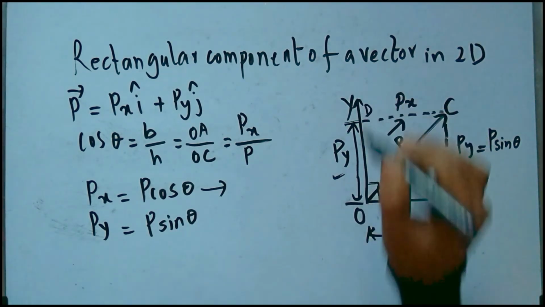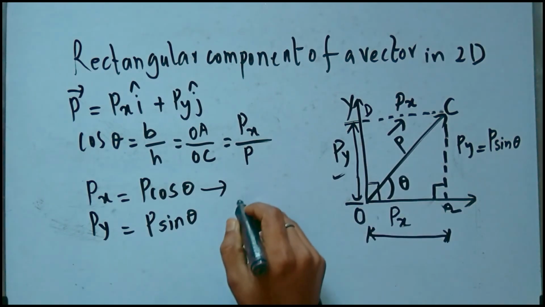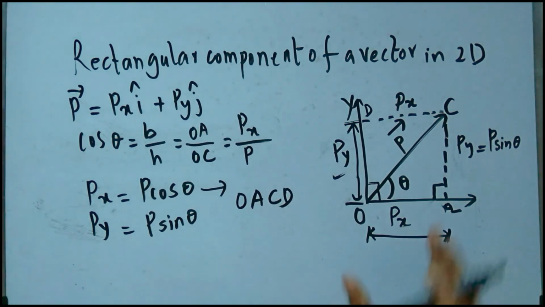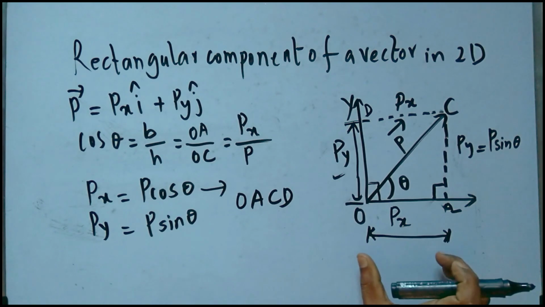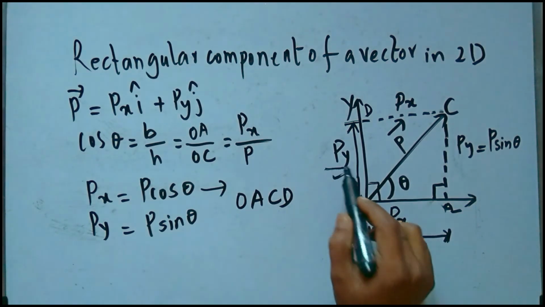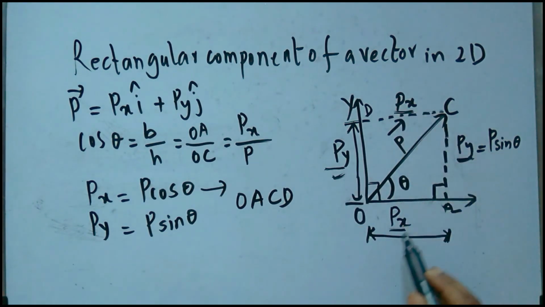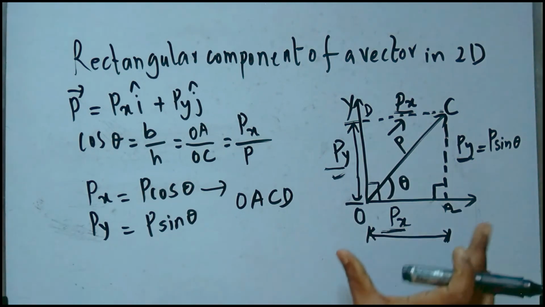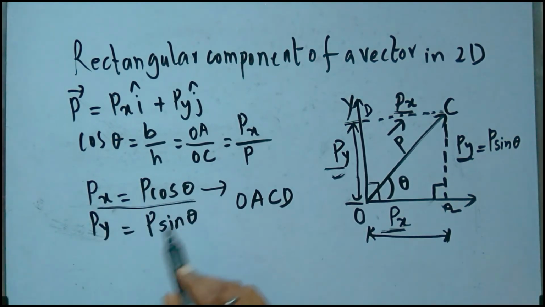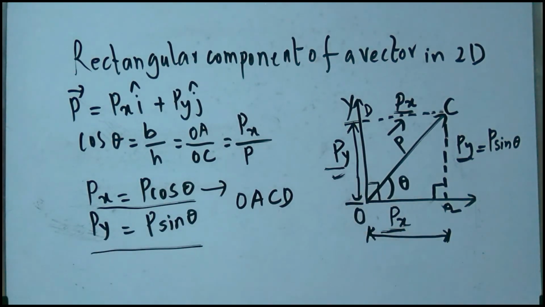Let this point be D. Then in rectangle OACD, the horizontal component is Px and the vertical component is Py. This is Py, thereby this is also Py. This is Px, this is also Px. In this rectangle, the rectangular components are Px and Py in two-dimensional coordinate system.